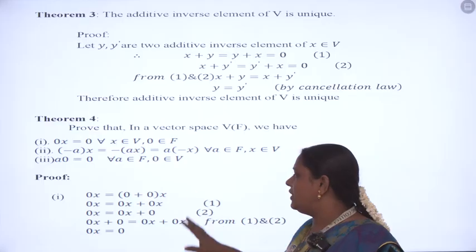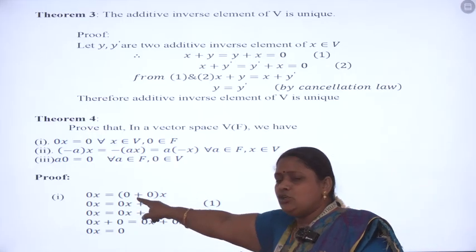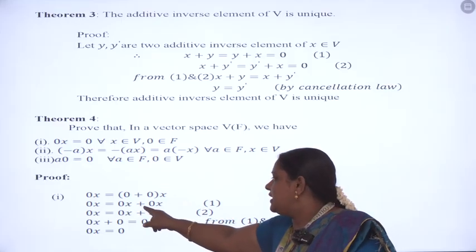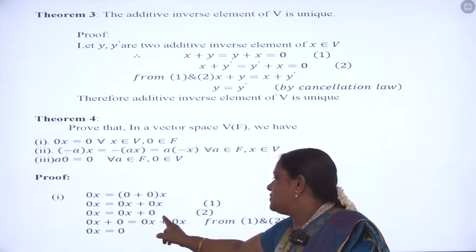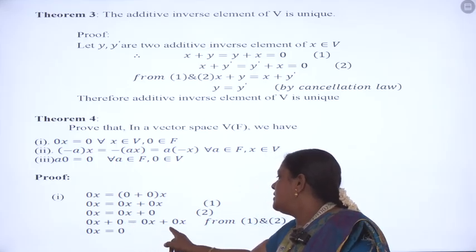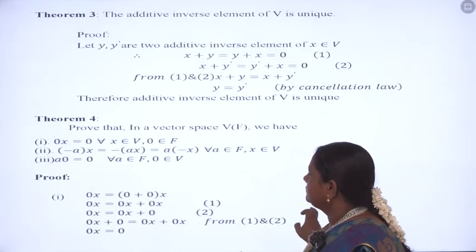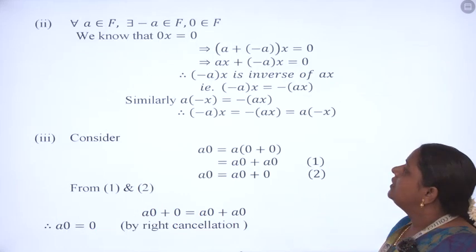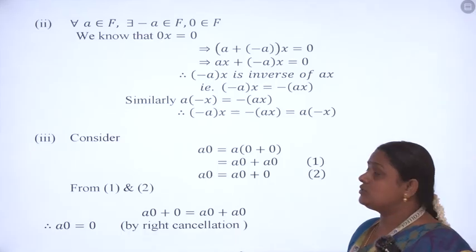Then proof for the first one: 0 into x is equal to, in the place of 0 we can write 0 plus 0 into x. Then multiplying, 0 into x plus 0 into x. Then 0x equals 0x plus 0x, and 0x equals 0x plus 0. Then from 1 and 2, 0x plus 0 equals 0x plus 0x. So you can say that 0x equal to 0.